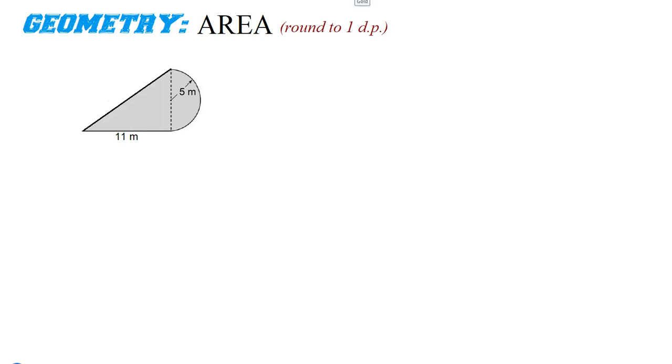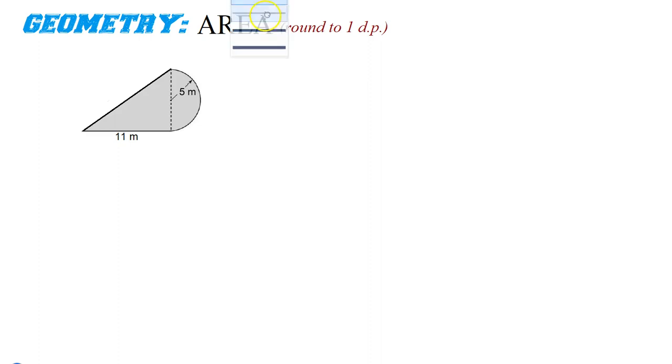So we're going to calculate the area of this particular compound shape. It's a shape that has a triangle in it, right there, and it has a semicircle in it. So we're going to need to know how to find the area of a triangle and a circle, and then we halve the area of the circle. So let's go about the easiest part first.